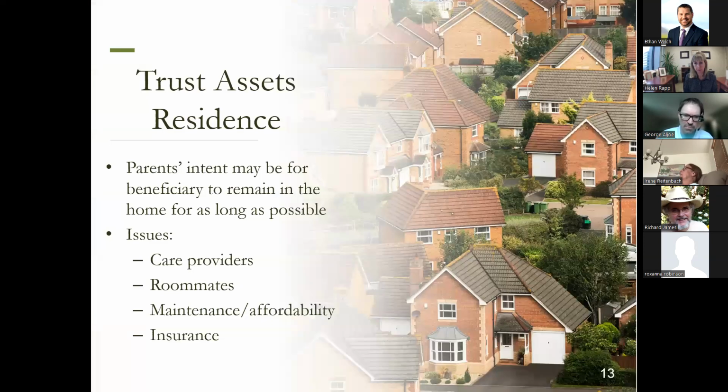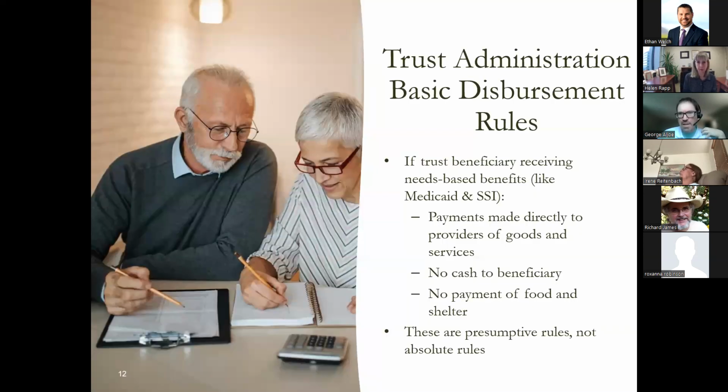Again, these are presumptive rules, not absolute. If it serves the beneficiary better to make disbursements that in fact would jeopardize benefits, but overall, in the big picture, all things considered, it's better, then your responsibility is to do the thing that is best for the beneficiary. So yes, you always want to make sure you're keeping the benefits in place to the extent you can, but if it's better for the beneficiary to lose their benefits because they're going to get a better benefit from whatever the trust is doing, you may want to do that.